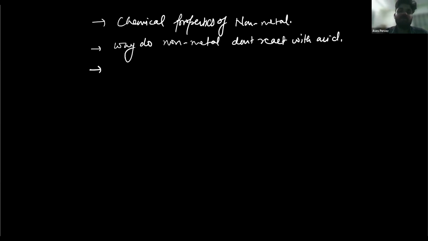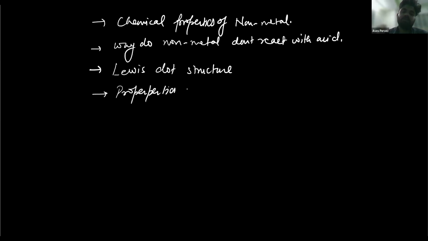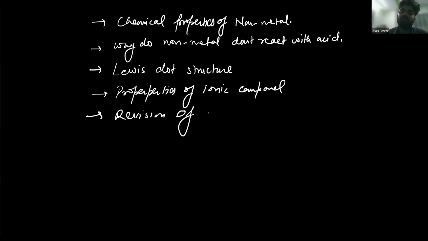Third point, today I'm going to discuss ionic compound formation or Lewis dot structure. And the fourth one, properties of ionic compounds. And the revision of chemical properties of metals. We're going to discuss all of this in this lecture. Okay, so let us start, dear students.